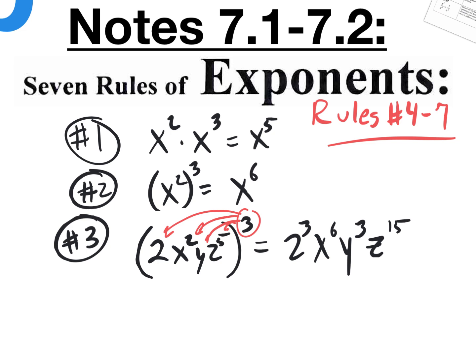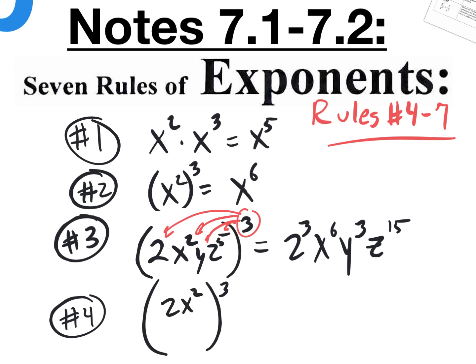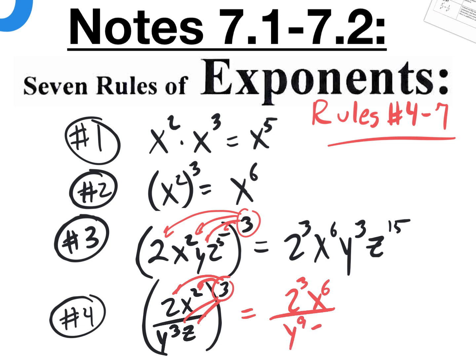Now rule 4 is the same exact thing as rule 3. So in reality, we're not going to learn another rule at this moment. Rule 4 is the same thing. Let's keep it a power of 3. Why not? And on the inside, maybe instead of what we had up here, we have something like 2x squared over y to the third z, right? And what you do there is the same exact thing. You distribute 3, put it on the 2, put it on there, put it on there, put it on there, and your answer will be 2 to the third, x to the sixth over y, 3 times 3 is 9, and z, 1 times 3 is 3. Same exact rule as rule 3.